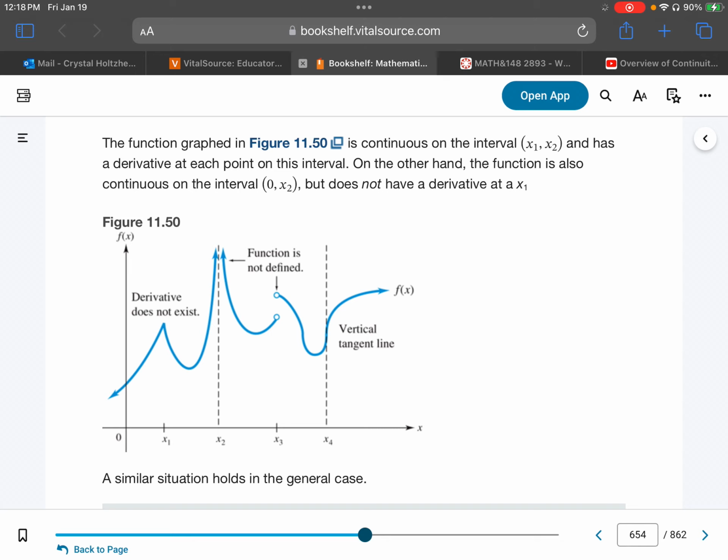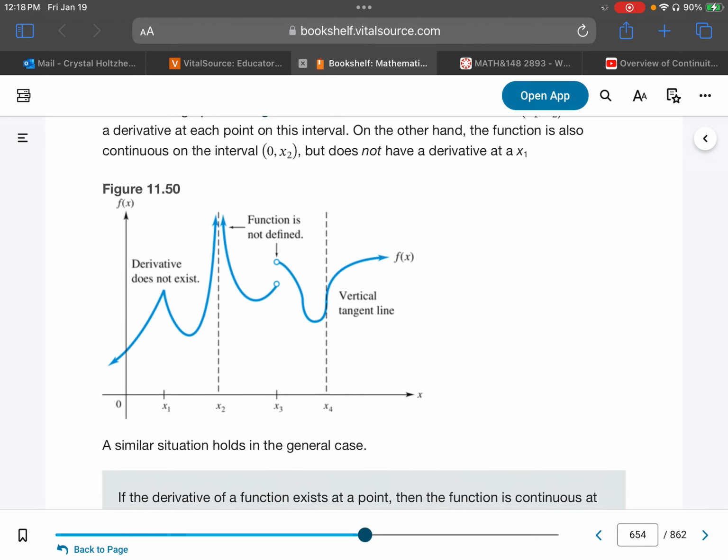However, if we look at the interval from 0 to x2, the function's continuous there, right? We could draw the entire graph without ever picking up our pen or pencil between 0 and x2. However, at that sharp point at x1, even though the function is continuous at that point, the derivative at that point does not exist.